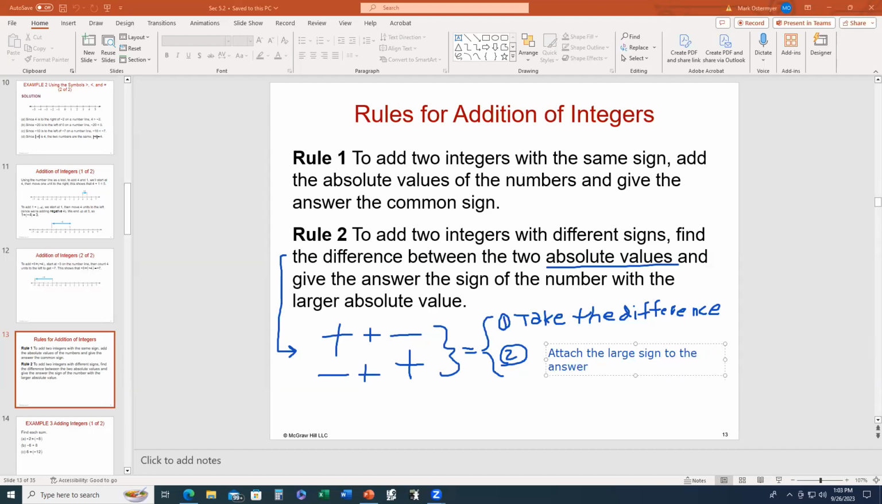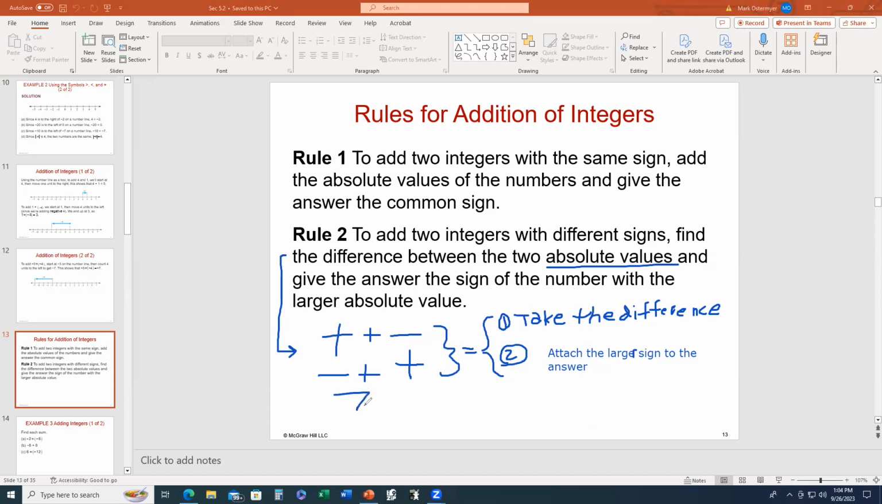All right, so there you go. When we add a positive and a negative or a negative and a positive, we, number one, take the difference between the numbers. And step number two, we attach to our answer the sign that's in front of the larger of the two numbers being added together. I just shorten up and say attach the larger sign. All right, well, let's try it out on a couple of these here.